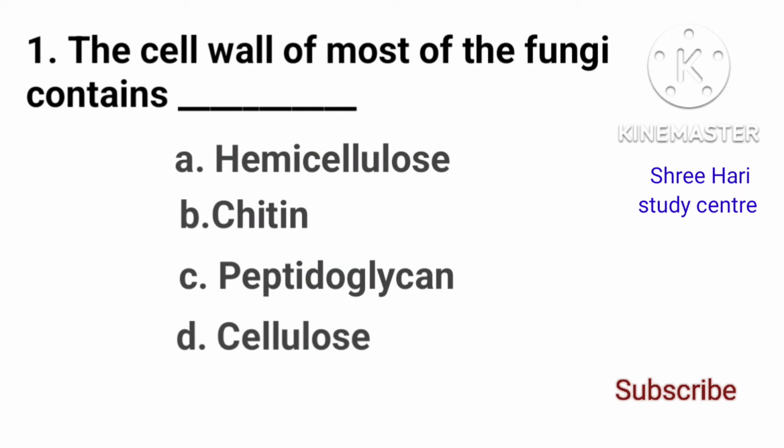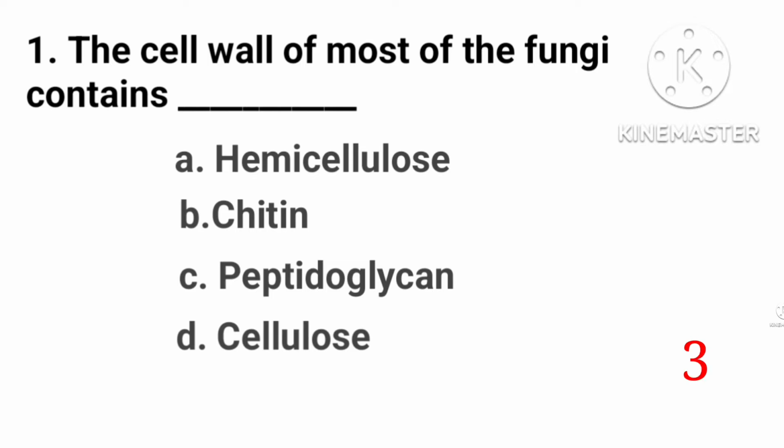The cell wall of most of the fungi contains: option A, hemicellulose; option B, chitin; option C, peptidoglycan; option D, cellulose. The correct answer is option B, chitin.